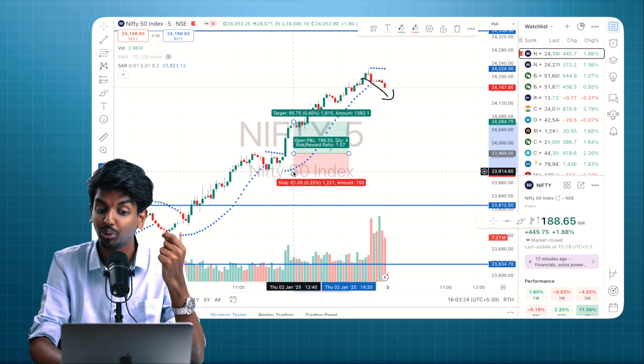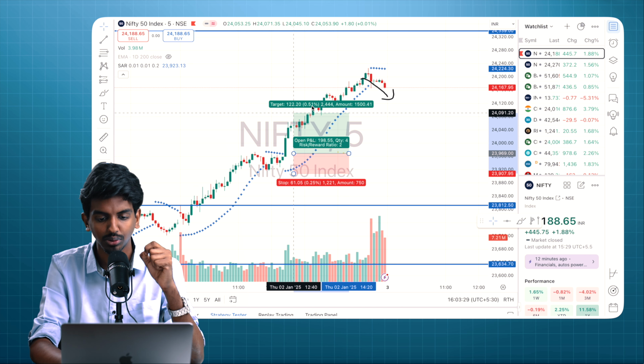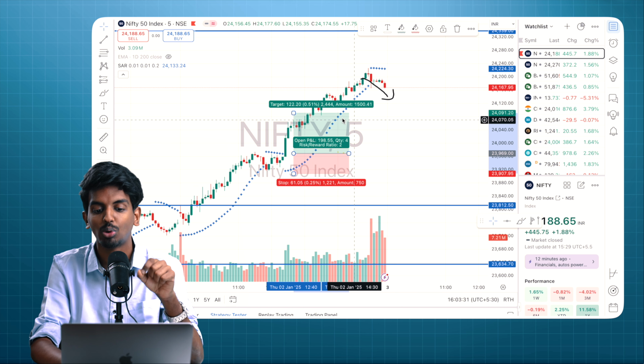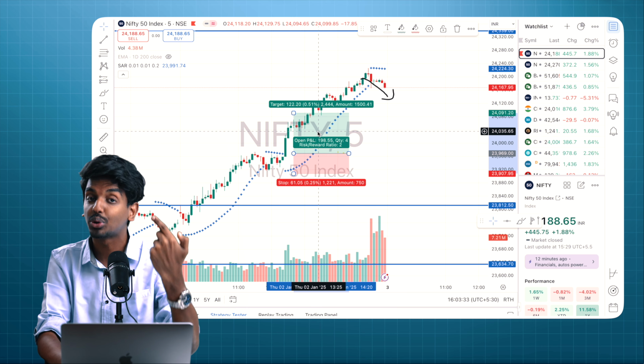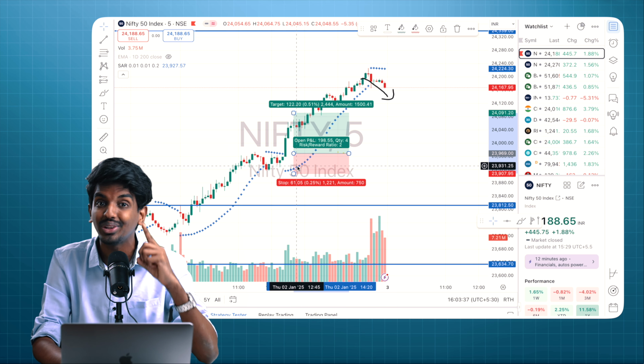So let's get into how you can see that this is possible. Come here and adjust this indicator in such a way that you have a risk to reward of 2. That's where your target should ideally be, and this is where your stop loss should ideally be based on the indicator.